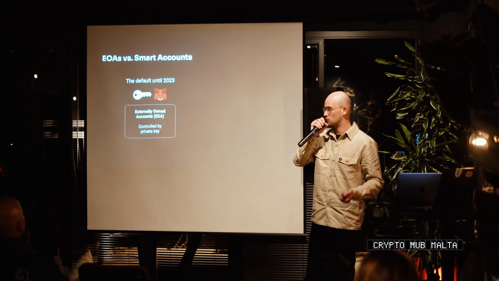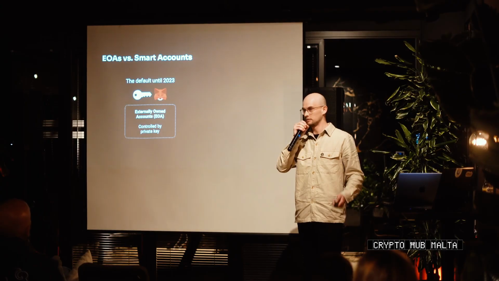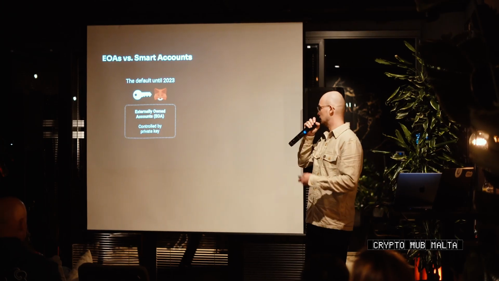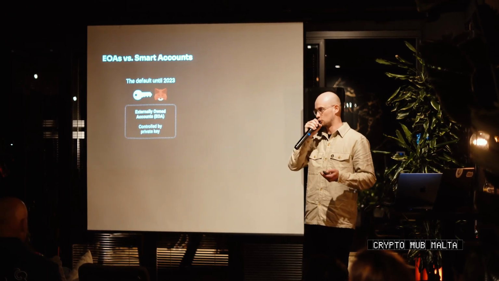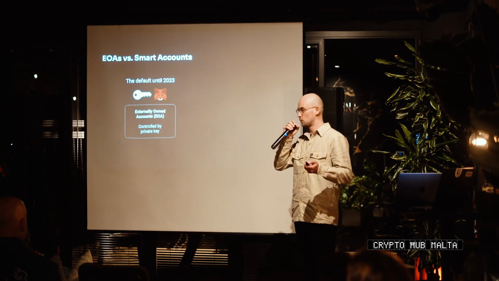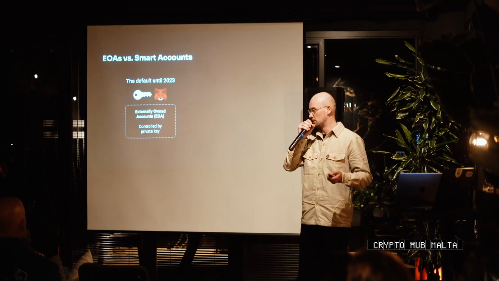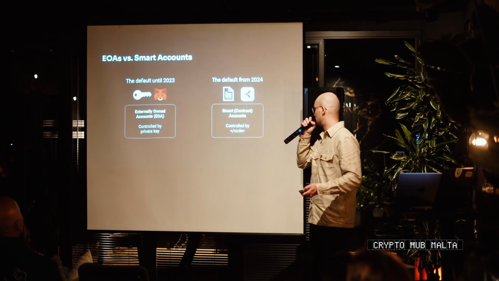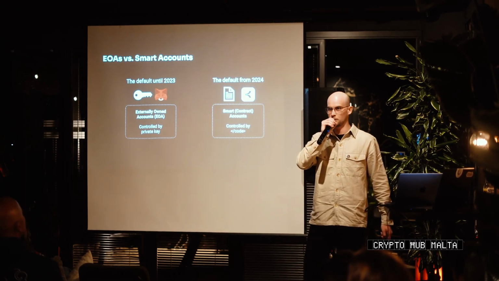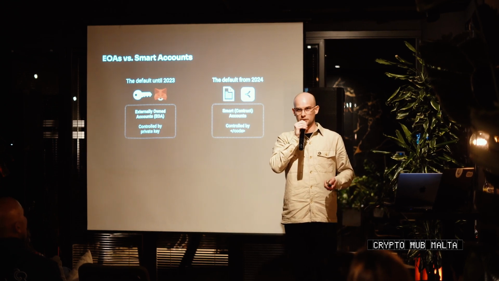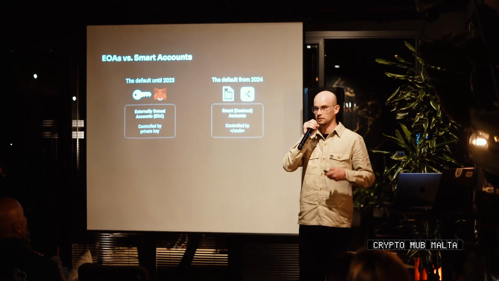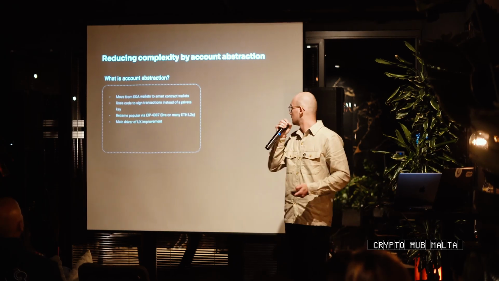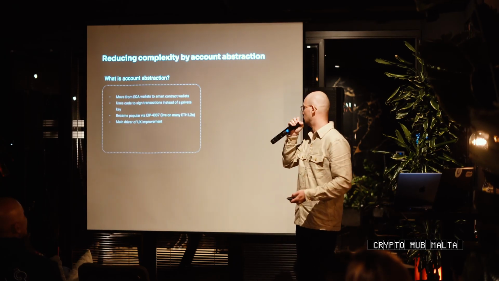There is now a new type of account, which is called a smart account. The old accounts, while securing your passphrases and passkeys, were externally owned accounts. They are controlled by a private key. This was the default until last year, and probably most people are still using those accounts. But the new default will be something else. It's called smart accounts, and smart contract accounts are controlled by code. This makes a huge difference, and this will be the new default by 2024 and the upcoming years.